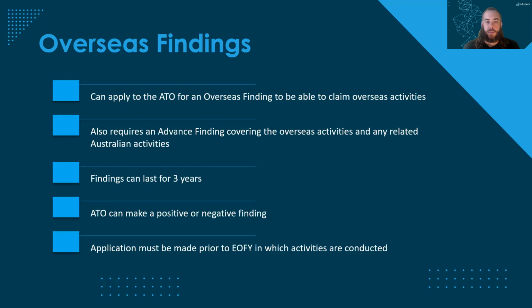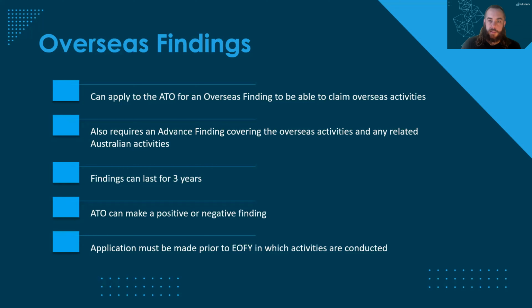It also requires you to apply for an advanced finding. That's part of the same application process, but it's two different findings. So an advanced finding must cover the overseas findings. The advanced finding requires you to demonstrate to the ATO and Industry Australia that your activities are eligible as either core or supporting activities. And then any related Australian activities also need to be verified as core or supporting activities, or more specifically that they're core R&D activities.